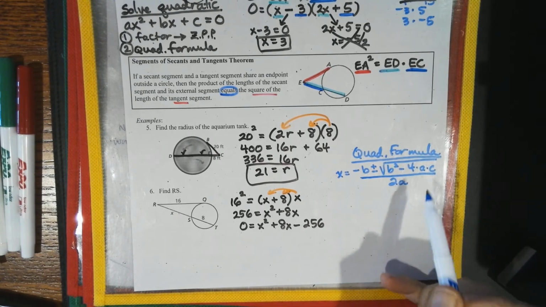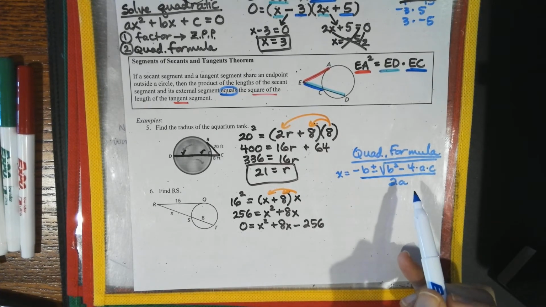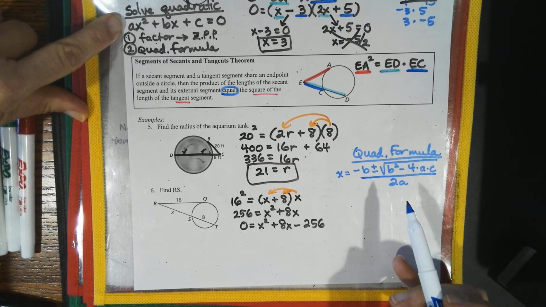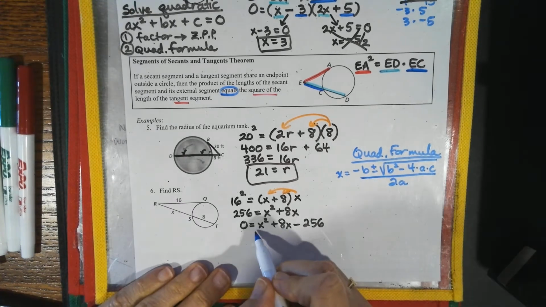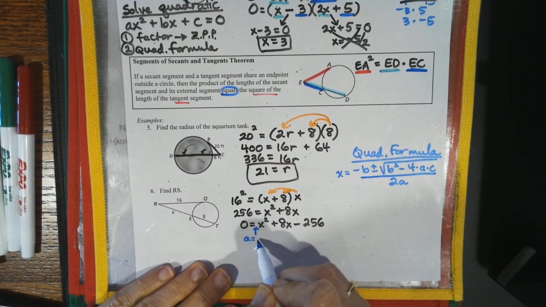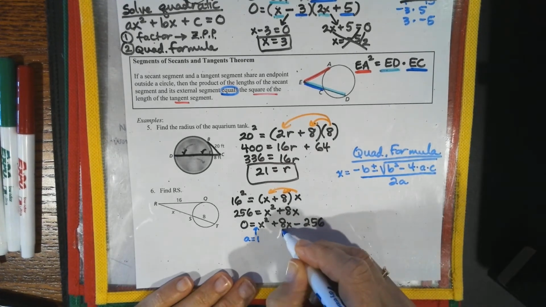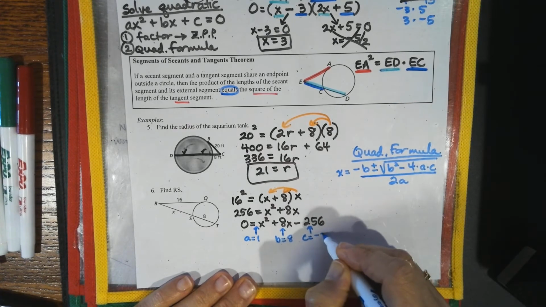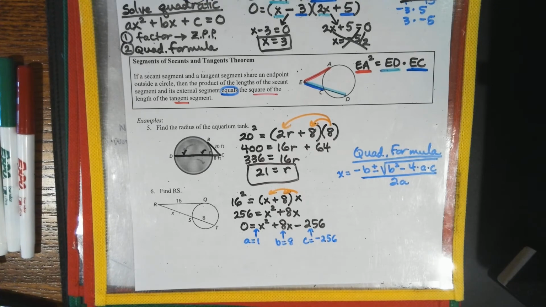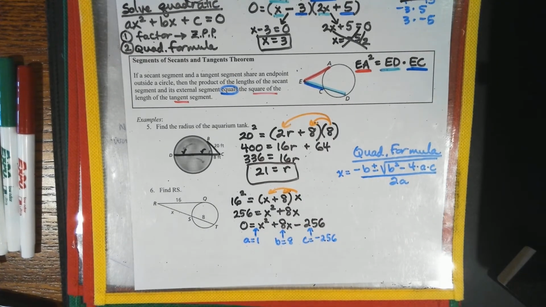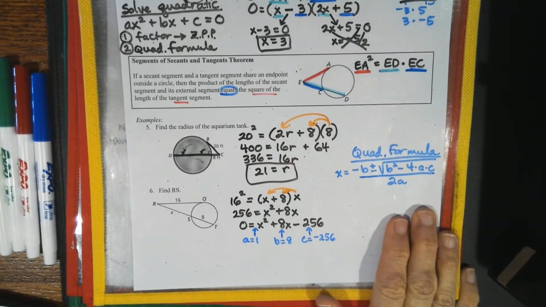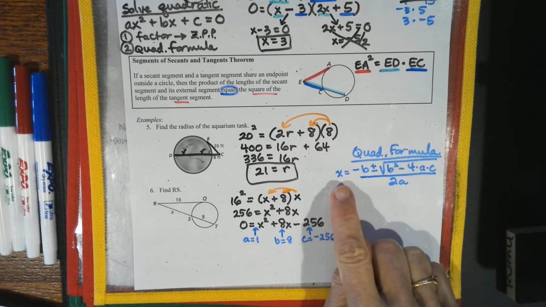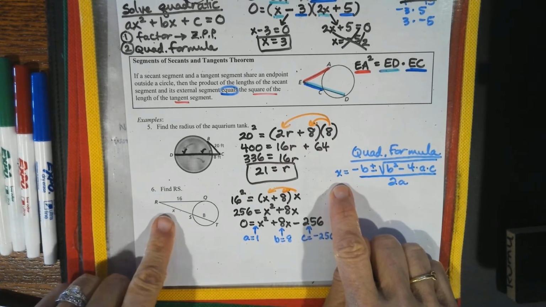And in this case, a, b, and c, all of these are just the coefficients that are in front of your standard form quadratic. So here, a is 1, b is 8, and c is negative 256. And on some of your calculators, if you have a big graphing calculator, you can just pop it in there, and it'll solve it for you. But for the rest of us, we take this a, b, and c, we put it in this equation, and it gives us x. Now, of course, x is RS, so that's our final.